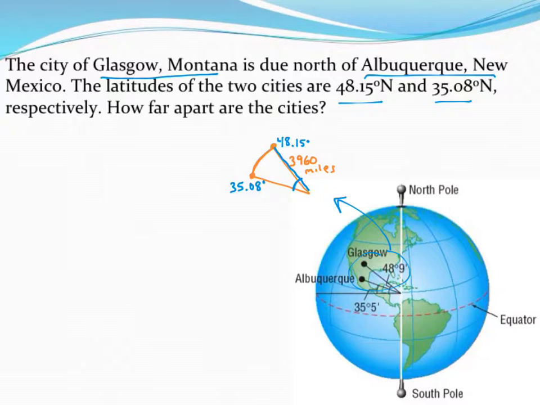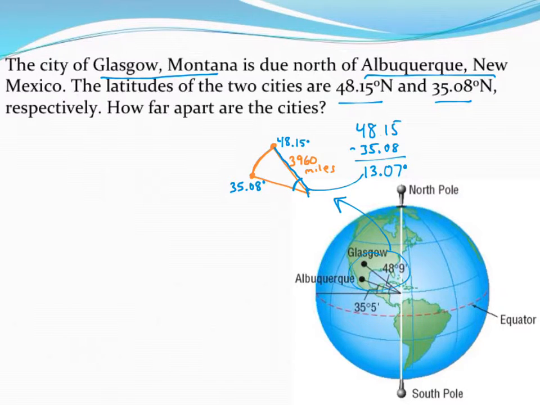Well, because I've been given their two latitudes, it should simply be a matter of subtracting those two latitudes to find out how far apart those cities are in terms of degrees. When I subtract those, I get a central angle of 13.07 degrees.